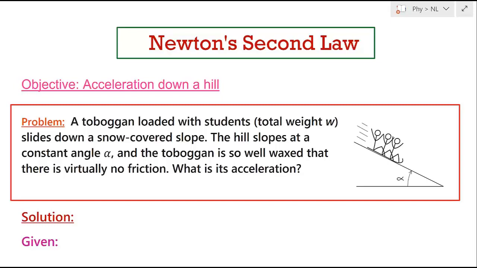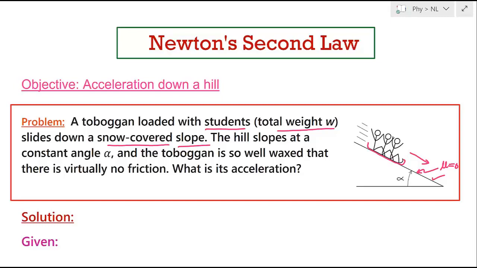This problem says a toboggan loaded with students, total weight W, slides down a snow-covered slope. So this is a snow-covered slope and this is the toboggan, filled with students. And this toboggan is sliding down this incline. Now this is a snow-covered slope, so we can assume the friction on this surface is very small. In other words, we can make an assumption that the friction coefficient of this inclined plane is 0.